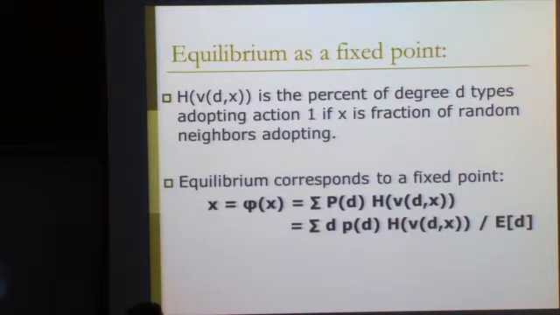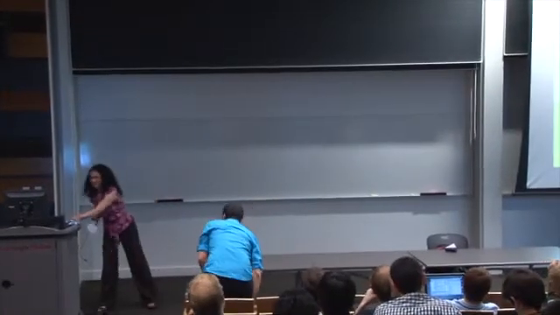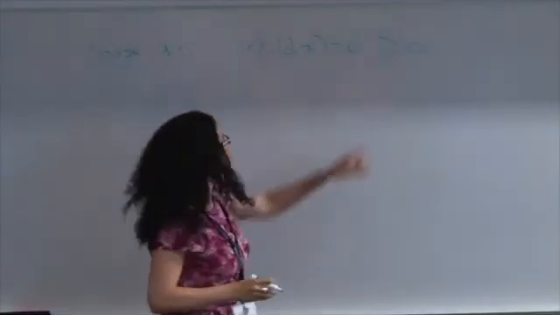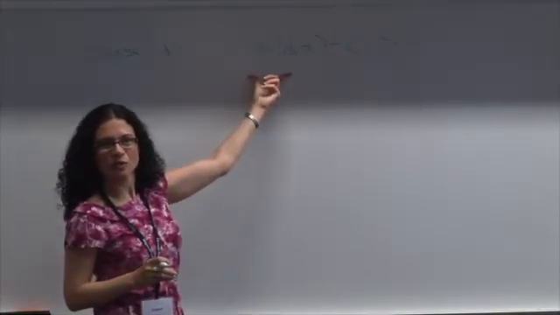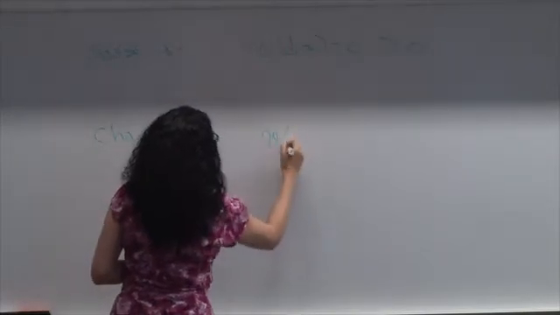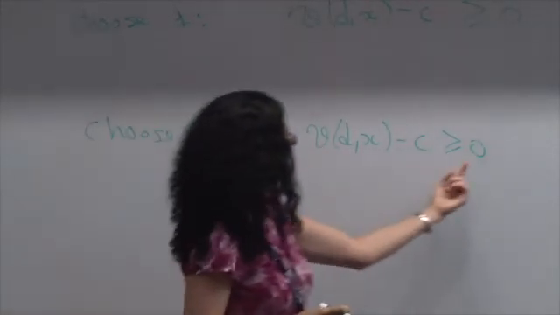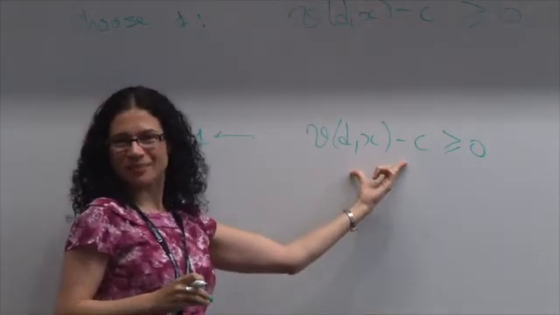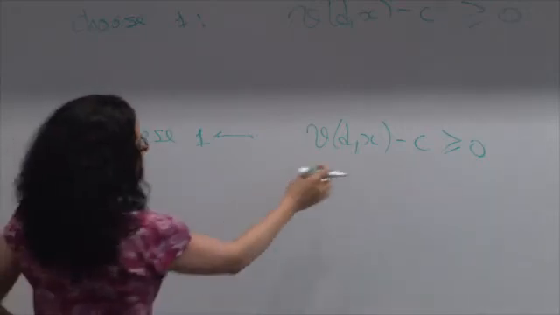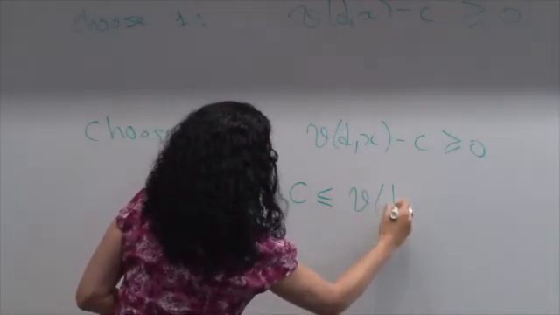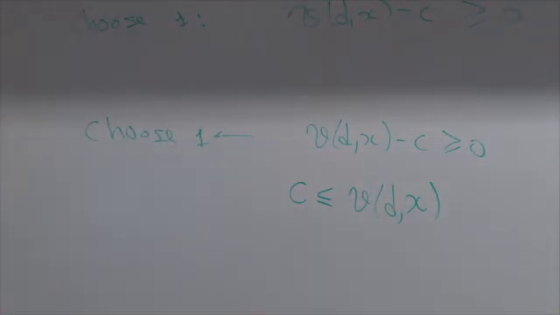I wish I had a board here. So recall, when do you adopt? Choose 1 if V(d,x) minus c is greater than or equal to 0, because 0 is the value from choosing 0, and this is the value from choosing 1. Can everyone see that? Okay. So when you're a degree d agent and you think x is the fraction of neighbors who choose the action 1, you're going to choose 1 if and only if c is less than or equal to V(d,x). Right? Now, what's the probability of that?